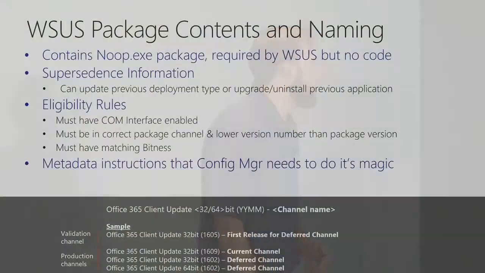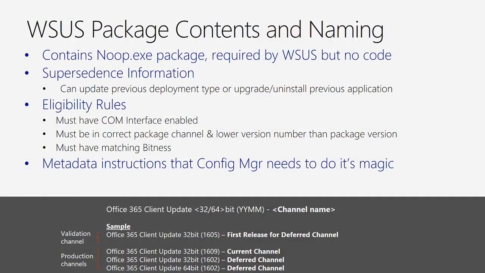So right now, this is what you'll see when you go into Config Manager software updates, the integration. You'll see updates with these labels under the sample here. The breakdown is Office 365 Client Update, and it'll say either 32 or 64-bit. It will give you the year and month, which is the new versioning of Office ProPlus. We announced the new versioning about 4 or 5 months ago. So you'll see, for instance, 1602 would be February of 2016, which is consistent with most of the Microsoft versioning that you see out there.